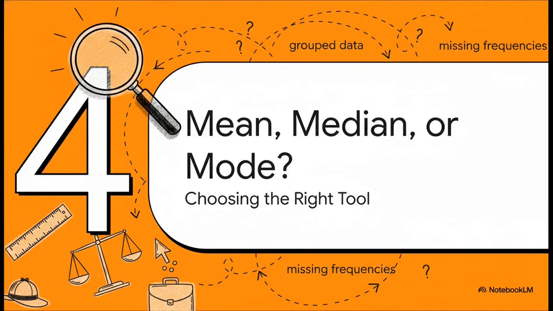So the case is solved, but a great detective's work is never really done. A true master knows which tool to use for which job. In statistics, our main tools are the mean, the median, and the mode. So how do we choose the right one? Let's move on and find out.